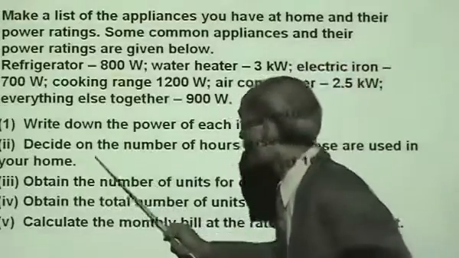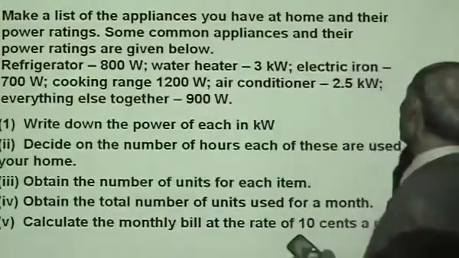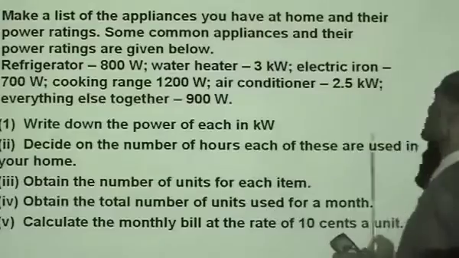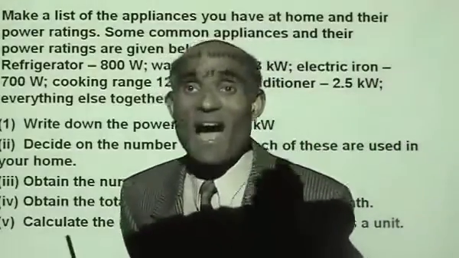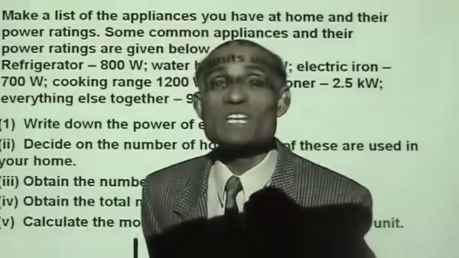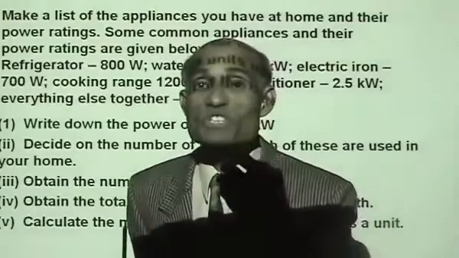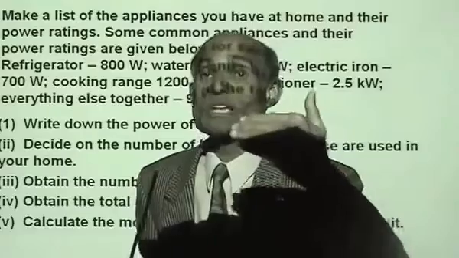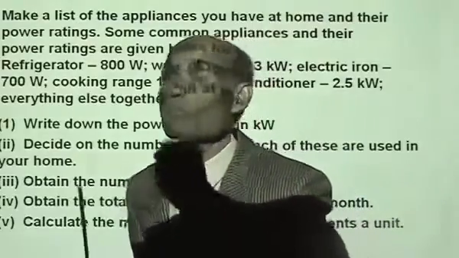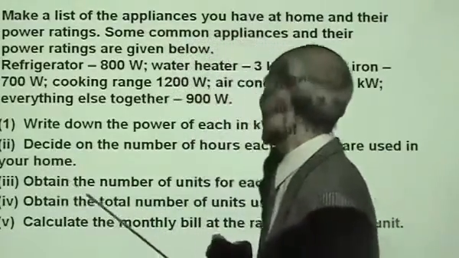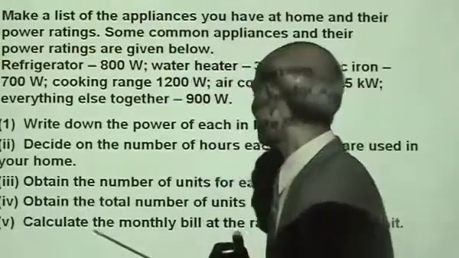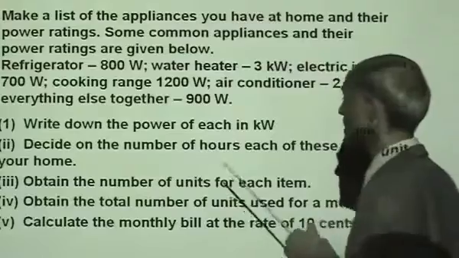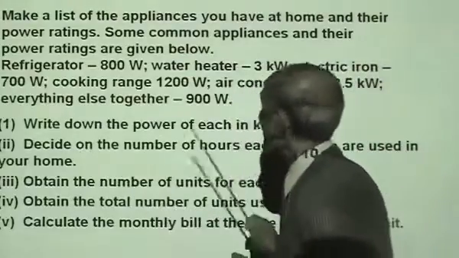Then decide on the number of hours each of these are used in your home. In other words, how many hours do you use these in a month? First you decide on how many hours for the day, and then multiply it with 30 to get the number for the month. Is that right? So, decide on the number of hours.